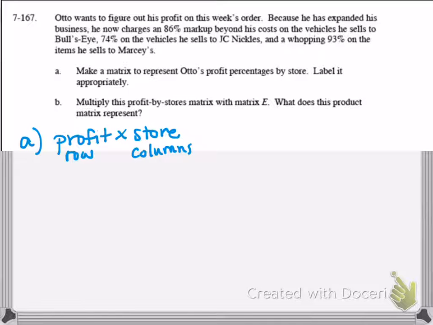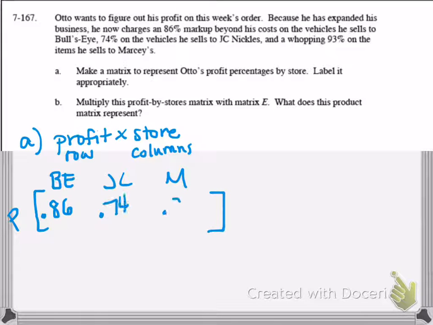So it says in part A, make a matrix to represent Otto's profit percentages, that's going to be your row, by store. So this is going to be one row, which represents profit, and then the 3 columns for the 3 different stores. And I'm going to go ahead and do that with those percentages, and I'm actually going to change those to decimal so I can multiply it out in part B. Okay, so that matrix looks like this. You've got the profit for Bullseye 0.86, JC 0.74, and Marcy 0.93.